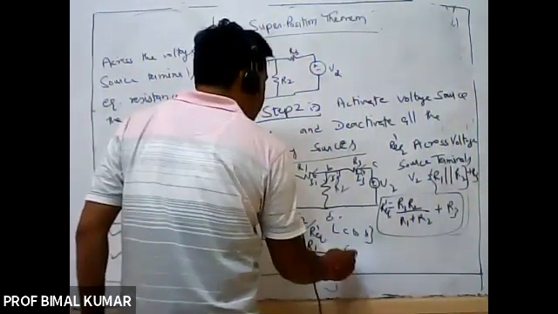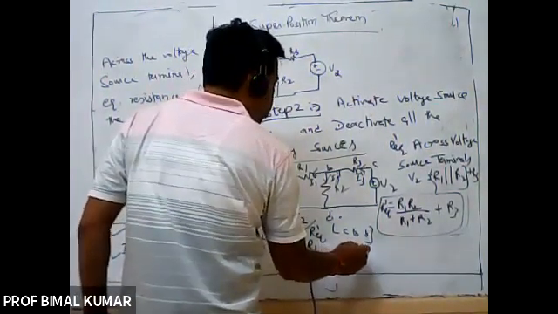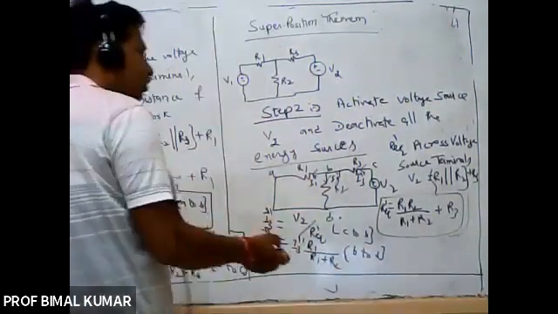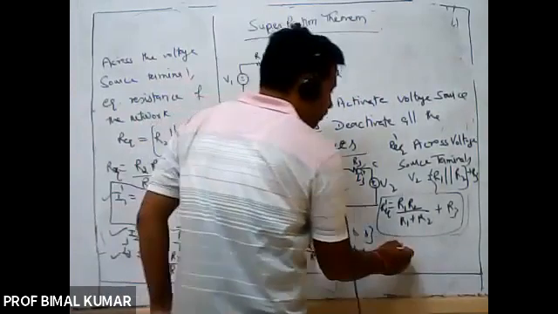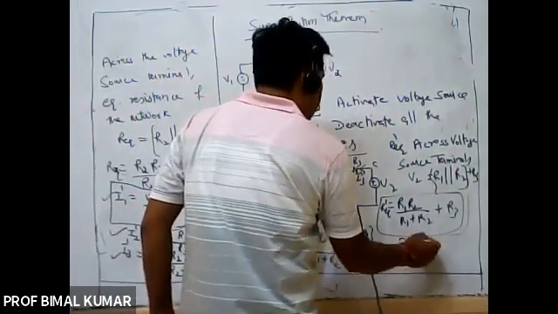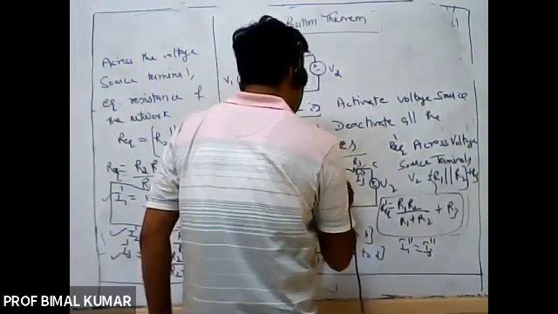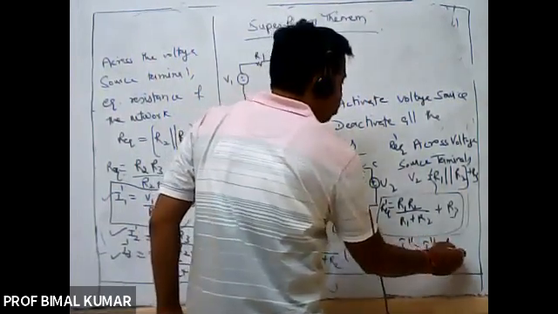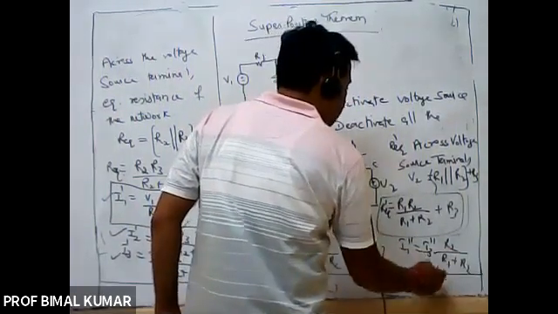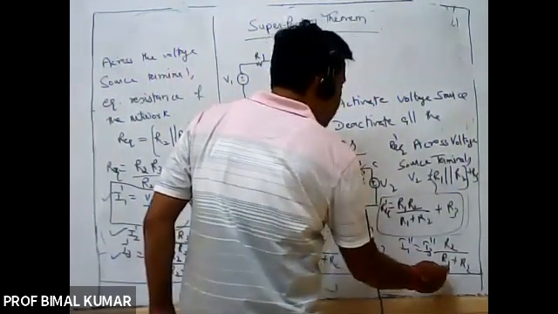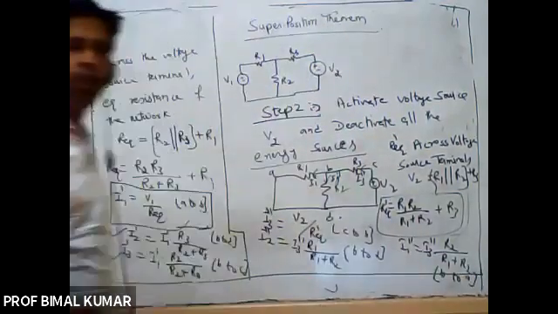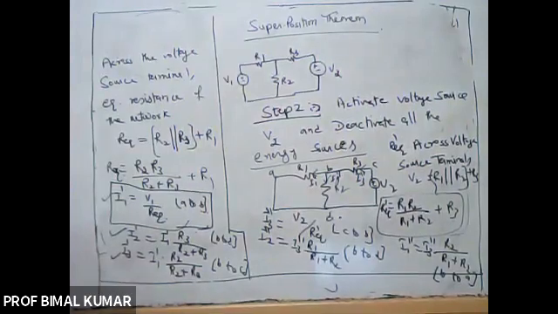Then this direction is from B to D. Then lastly, I1 double dash is equal to the total current I3 double dash into the opposite resistance, that is R2 divided by R1 plus R2. And here this direction will be from B to A, right?